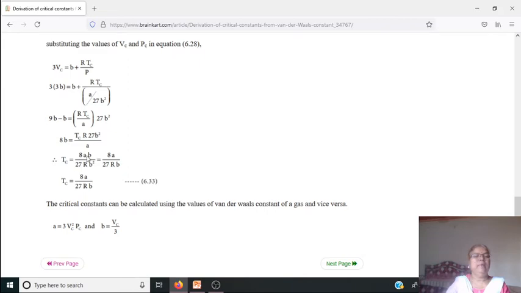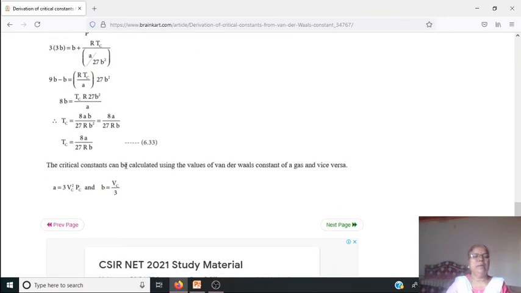Therefore, here we can write the equation for Tc as Tc is equal to 8AB upon 27RB square, and here we have B common. Therefore, we can cancel one B from here. Therefore, the simplified equation for Tc is equal to 8A upon 27RB. Here 8A upon 27RB, this is the value of Tc, and let it be our expression number 6.33.